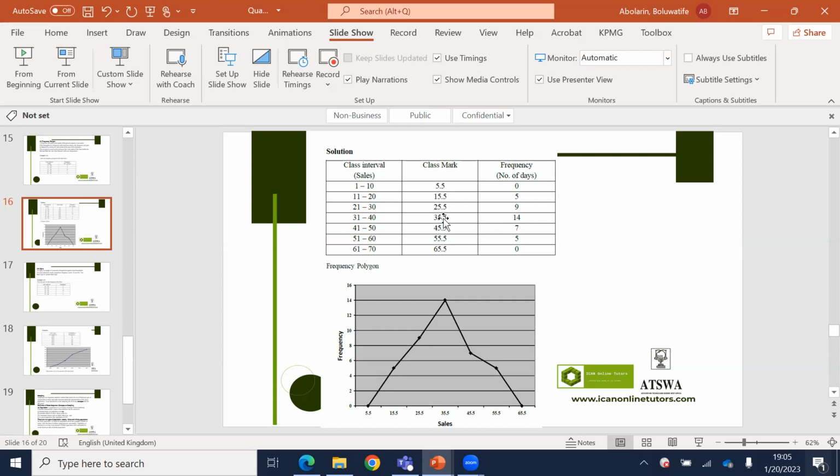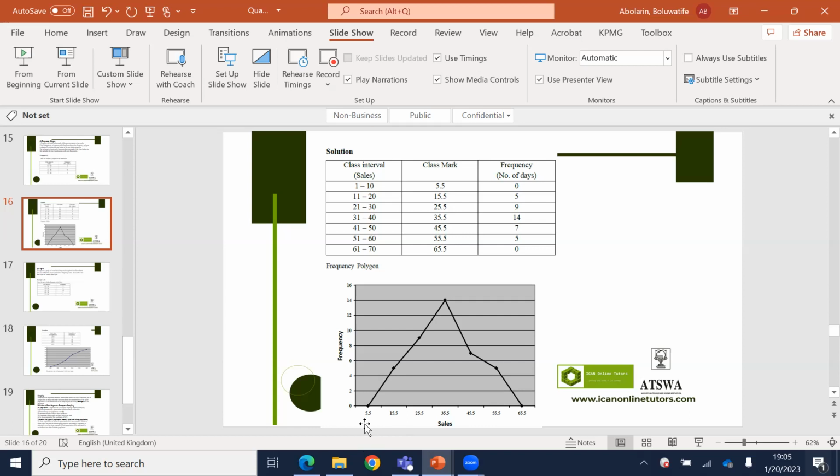Then 35.5 is 14. You come to 35.5, then you go up using a ruler to where 14 is, and you put a dot. This one, 45.5, is 7. You go to where 7 is and put a dot. For 65.5, you go to where it is and put a dot at 0. This one is 0, 0.